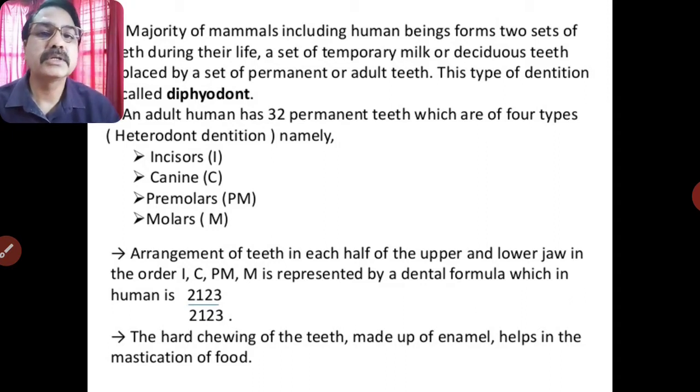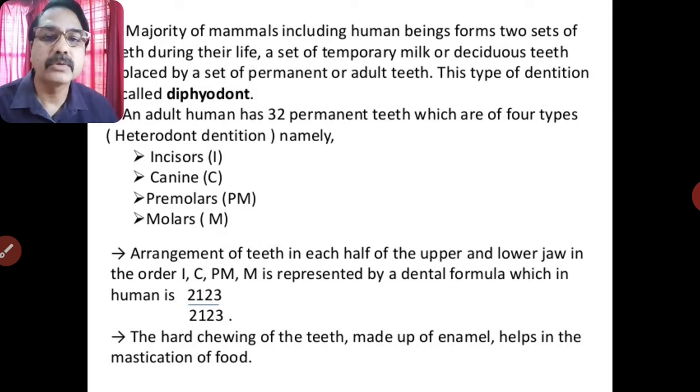This type of dentition, in which the teeth appear twice in a lifetime, is called diphyodont. An adult human has 32 permanent teeth, which are of 4 types. Because they are of 4 different types, the term used is heterodont dentition: incisor I, canine C, premolars PM, and molars M.